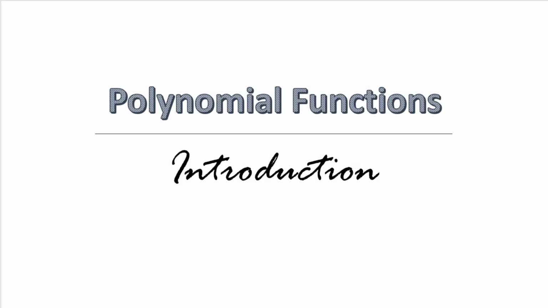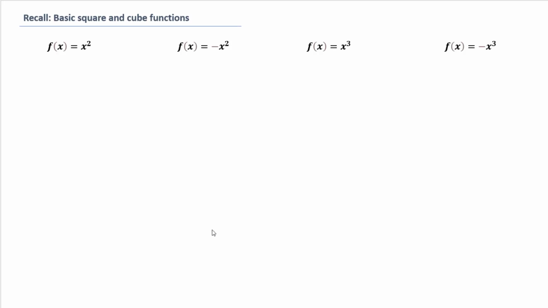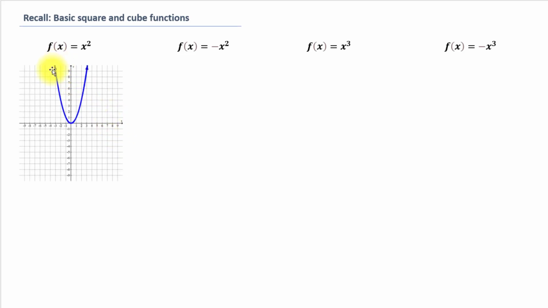Hi everyone! In this video, we're going to start learning about polynomial functions. As an introduction to this topic, we're going to start by analyzing these four basic functions and their graphs. What is the graph of the basic square function? Well, it's the parabola that opens up and has its vertex at the origin.